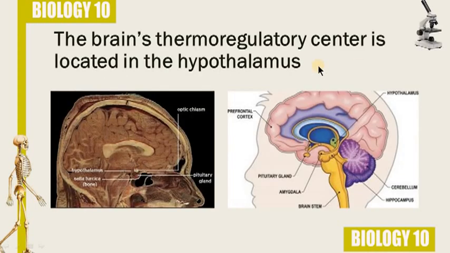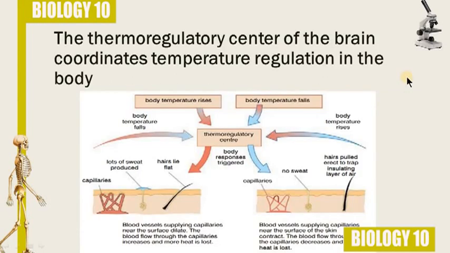Here are two diagrams of the brain. One is illustrated and one is a photograph. The hypothalamus can be seen here, just above the pituitary gland. This is the thermoregulatory center of the human body. Here is an example of negative feedback.